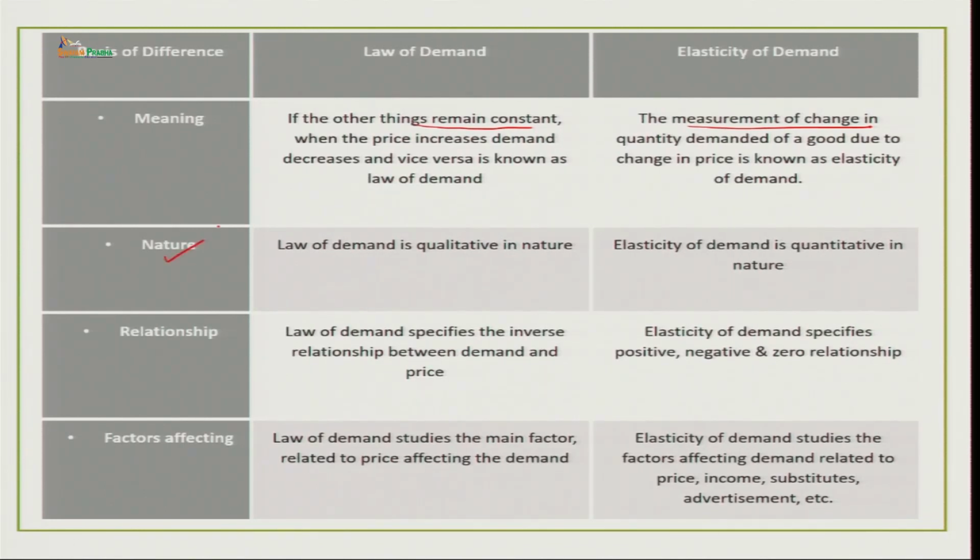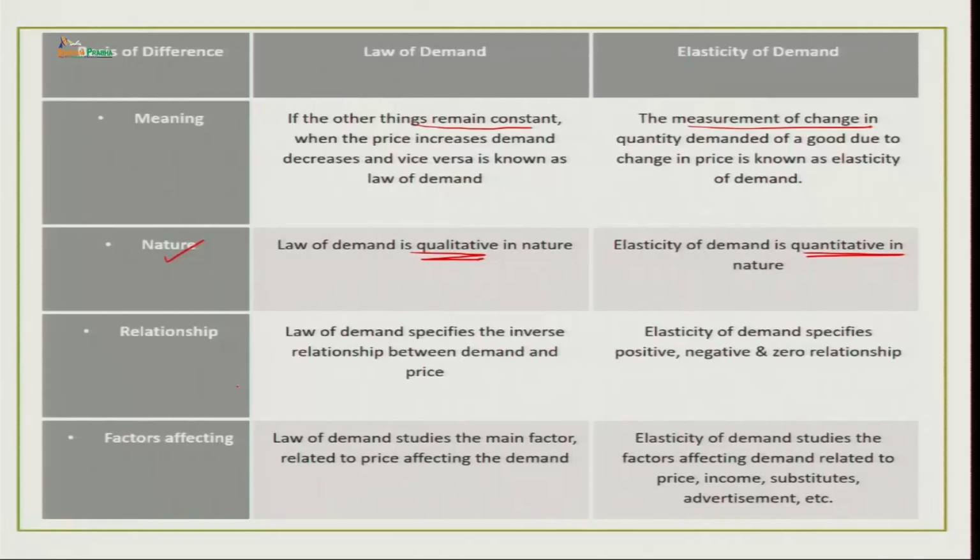If you look at the nature of both, law of demand is qualitative in nature because it is only establishing the relationship, whereas elasticity of demand is quantitative in nature, right. It is helping you to measure that change. So, that is why this concept is quantitative in nature, right. If you look at the relationship in law of demand, we are only establishing the relationship between the price and the demand, right. Law of demand specifies that there is an inverse relationship, because we are only studying the impact of price on demand, and price is inversely related to the demand.